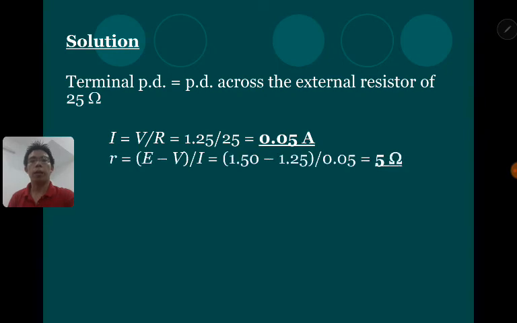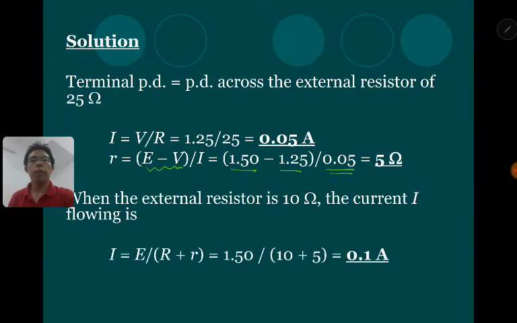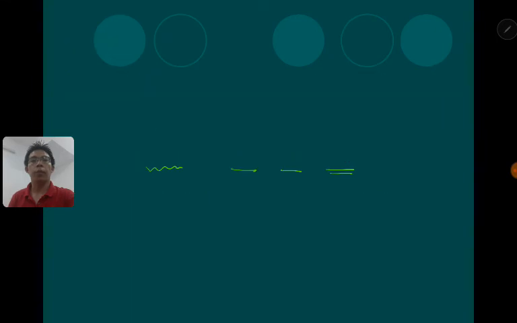And to get the internal resistance, what we can do is that we find the PD across the internal resistance. So how to do that? That is by subtracting the terminal potential difference from the EMF. So 1.5 minus 1.25, that's the potential difference across the internal resistance. And therefore, when you divide by the current that was calculated just now, you will get the internal resistance 5 ohm.